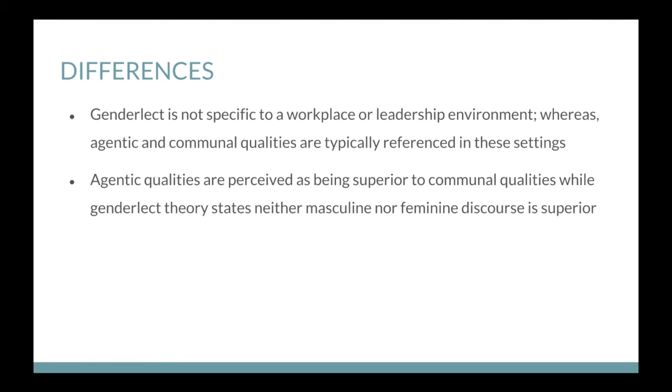There are also differences between the two theories. Genderlect theory is not specific to a workplace or leadership environment, whereas agentic and communal qualities are typically associated with this setting. Additionally, agentic qualities are perceived as being superior to communal qualities, whereas Genderlect theory states that neither form of discourse is more superior than the other.